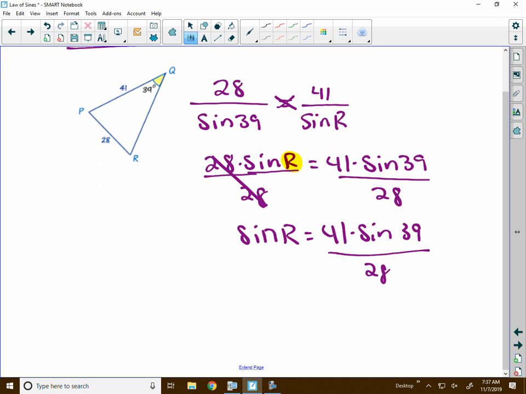Remember from our previous notes how we solve for an angle. What's different when we solve for an angle? It's like the sine. Yeah, we have to inverse. So you're going to do sine to the negative first, and then your whole fraction.